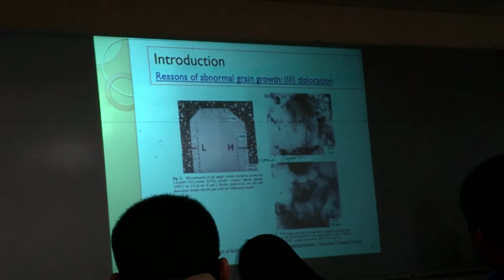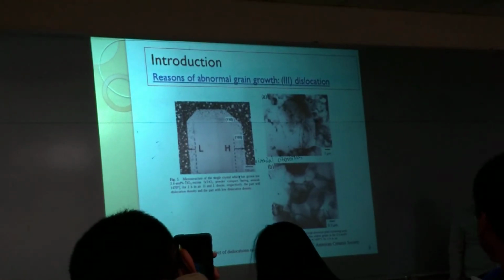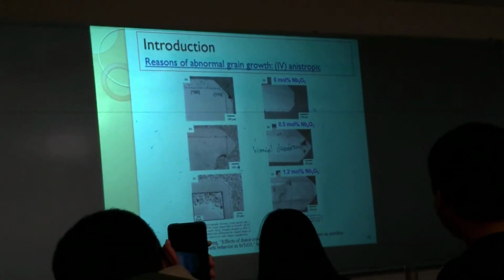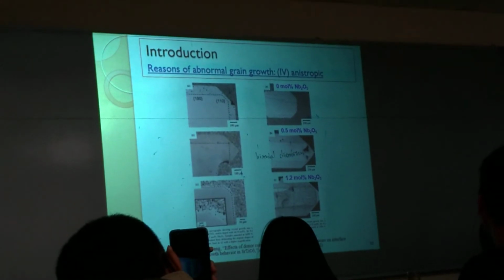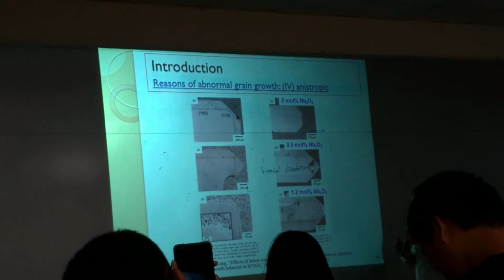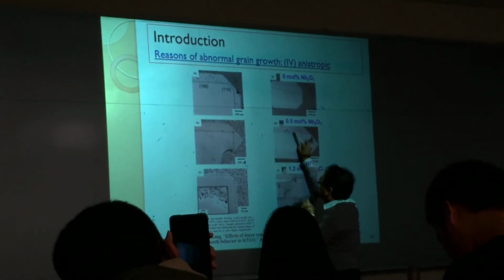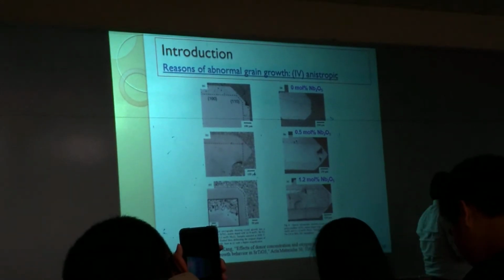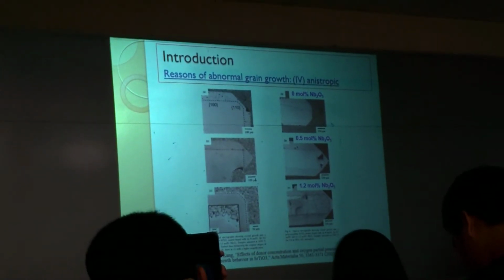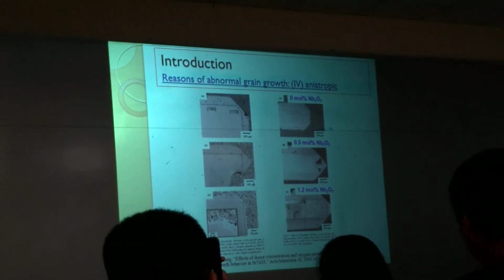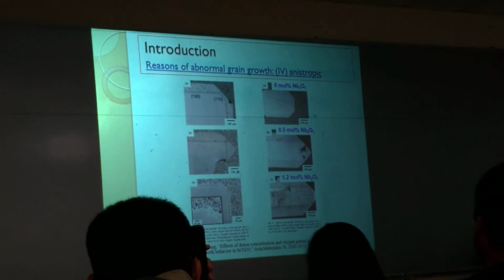Dislocation is also a possible reason for abnormal grain growth. The final reason is the anisotropy of the surface energy. Some surfaces have higher energy, so they will grow faster. Some surfaces have lower energy, so they will grow slower, because lower energy is stable. So these are the 4 reasons.